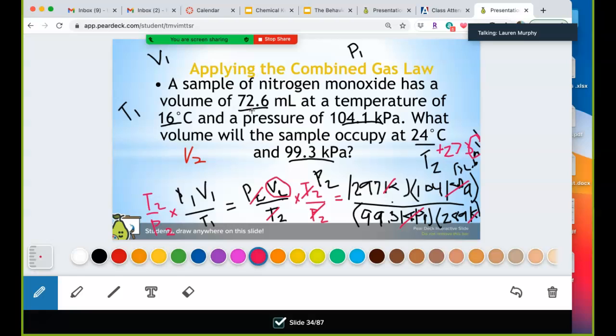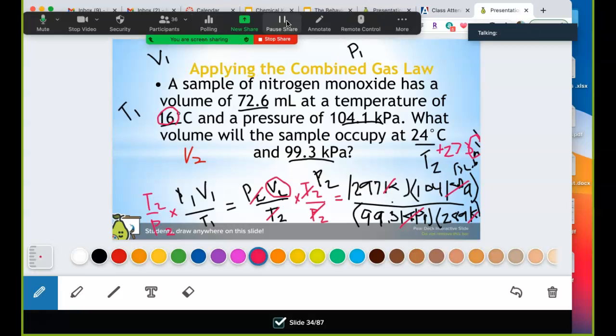Sig figs, you have, let's see, 3, 4, 3. Now be careful, this is 2 sig figs, yes, but we didn't use 16 in our number. We used 289, and we didn't use 24 in our number, we used 297. Those are 3-digit numbers, so your answer should be 3 sig figs. So let me know what you're getting.